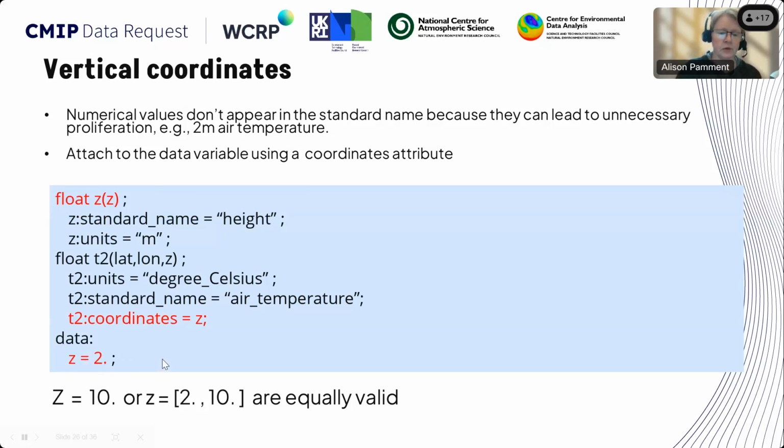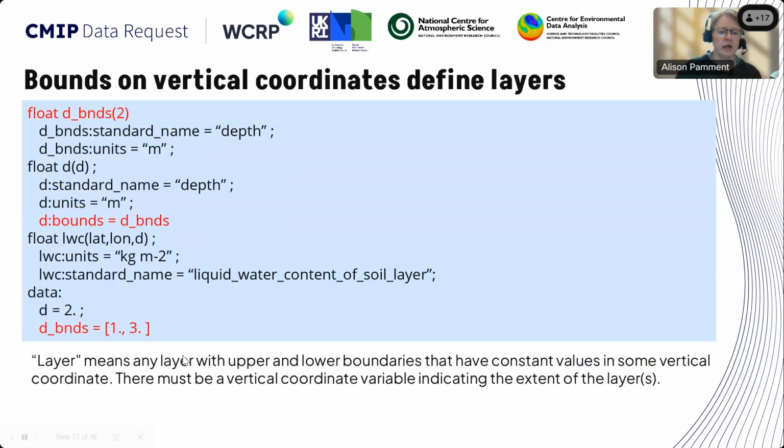So that's one example. It can also be useful, actually. The thing about using a coordinate variable is that you can actually describe a layer. So if you've got, for example, in this slide, a liquid water content of a soil layer, so a layer defined between two soil depths.